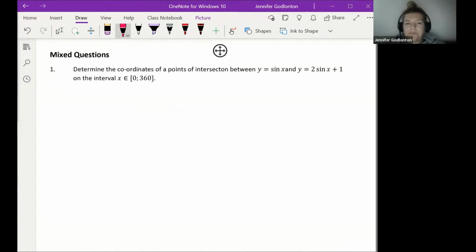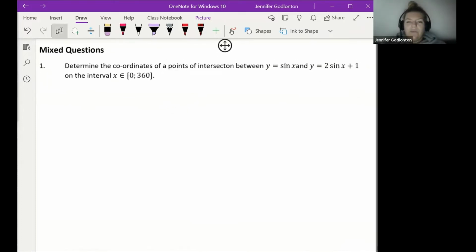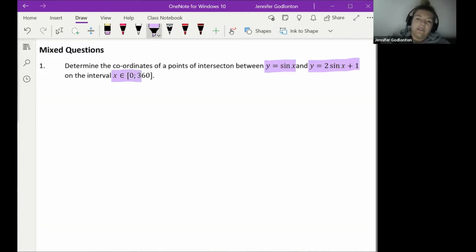So this question is saying, determine the coordinates of a point of intersection between y is equal to sine x and y is equal to 2 sine x plus 1 on the interval where x is between 0 and 360. Okay. You've got lots of different ways that you could go about a question like this. But I'm curious to hear how you think we could go about this. So any suggestions, I'm open.